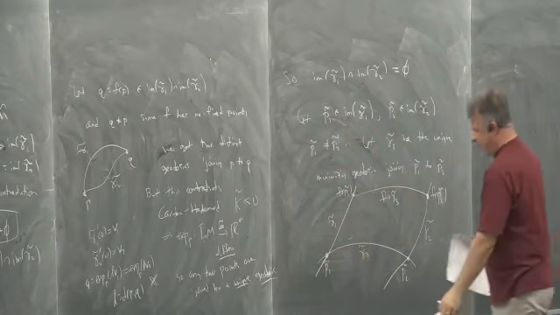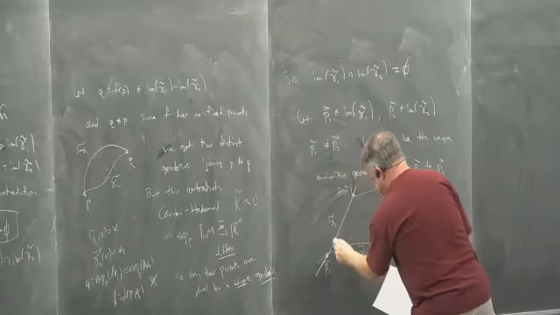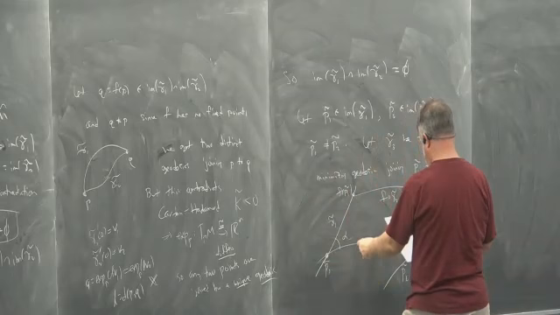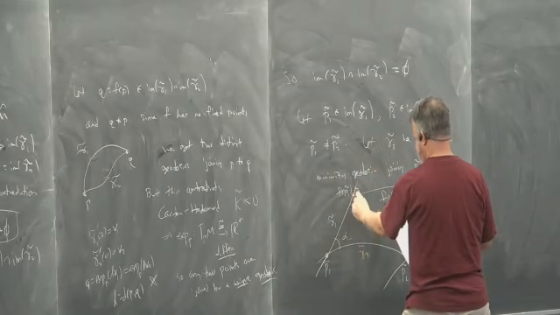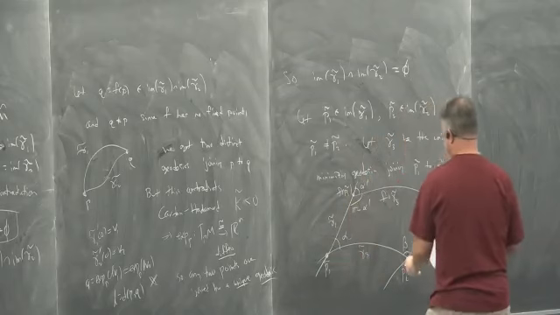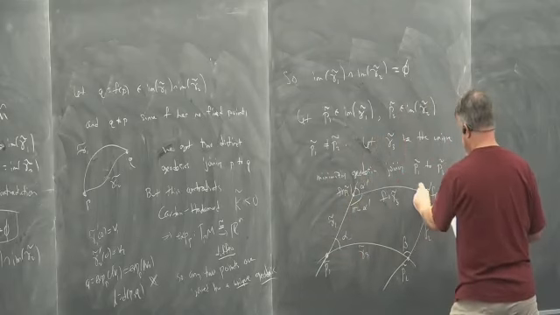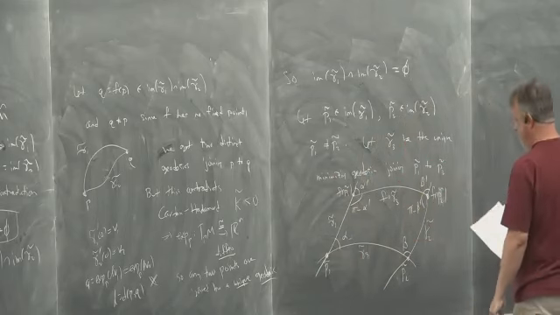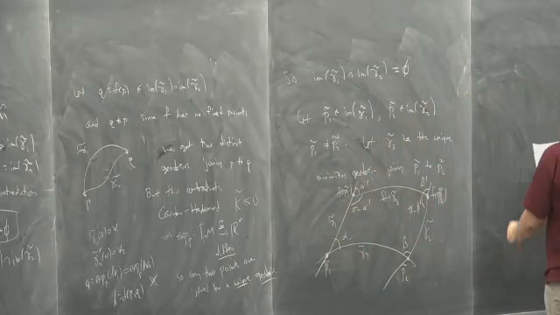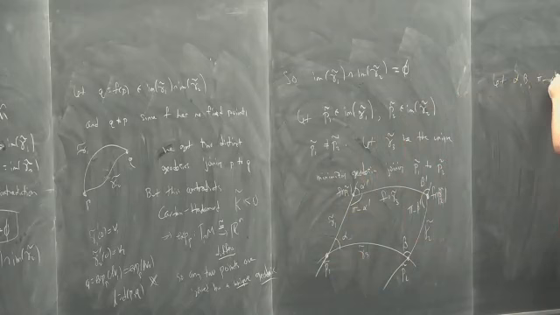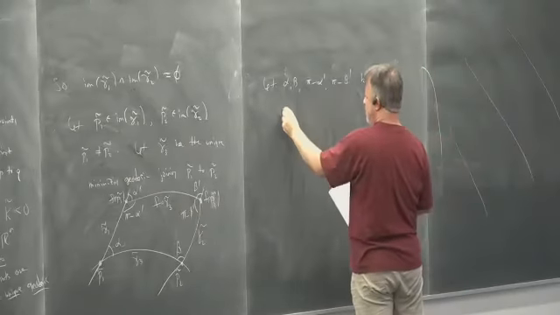Let's put some angles in this picture. Let's call this alpha, beta. Let's call this one alpha prime, so this one is going to be pi minus alpha prime. And let's call this one beta prime, so this is pi minus beta prime. So let alpha, beta, pi minus alpha prime, pi minus beta prime be the interior angles as shown.